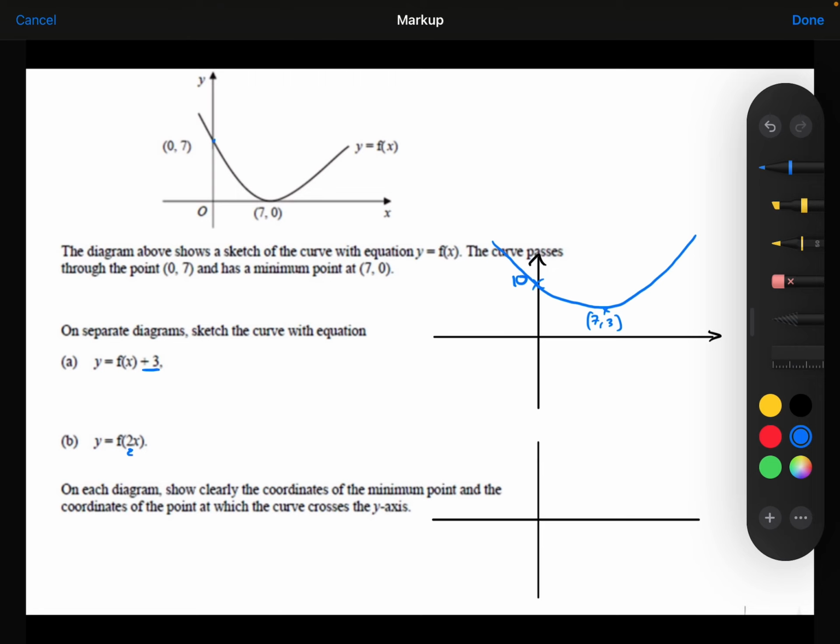So the point here, the y-intercept, well, that already has an x-coordinate of 0. So dividing that by 2 will still be 0. So that point doesn't move at all. That stays at (0, 7).